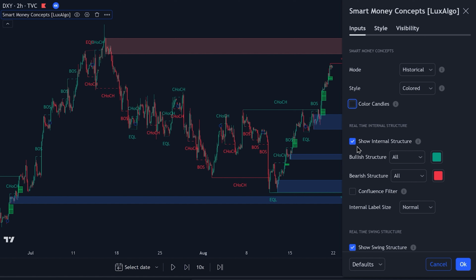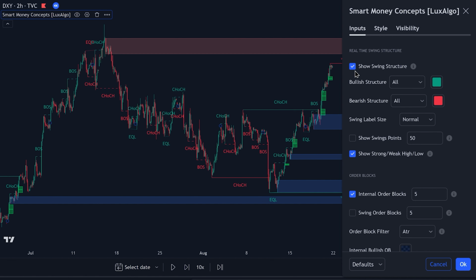For internal structure settings, enabling internal structure will display internal structure labels and dashed lines to represent them. Labels like break of structure and change of character will appear on your chart, providing insights into market movements. The swing structure setting, when enabled, displays swing structure labels and solid lines on the chart, showing larger break of structure and change of character labels. The swing label size option lets you adjust the size of these labels, with choices ranging from tiny to normal.